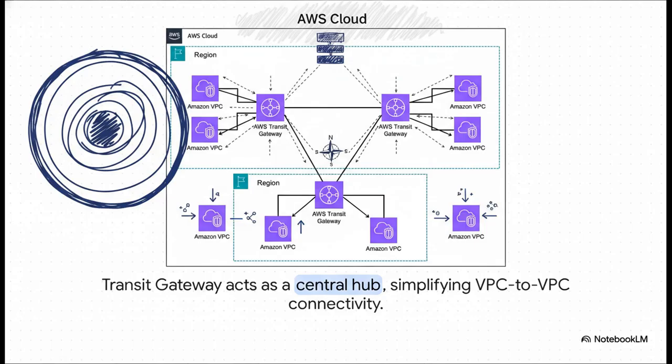So to solve this scaling nightmare, AWS created Transit Gateway. Instead of that messy web of direct connections, Transit Gateway acts as a central cloud router, kind of like a regional network hub. Each VPC connects to the hub just once, and from there it can talk to any other network that's also connected. It's a beautiful, clean hub-and-spoke model that scales.